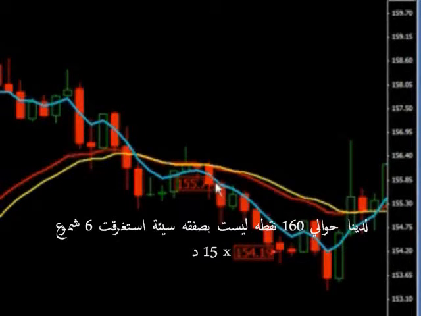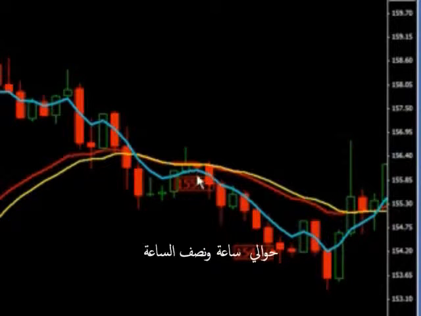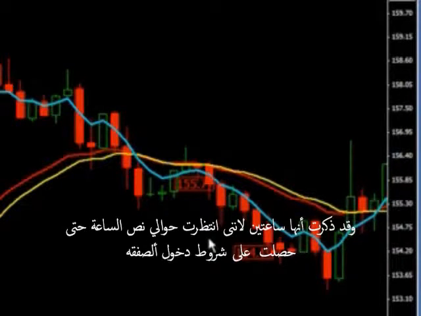Not a bad trade. Notice how each candle represents 15 minutes: 1, 2, 3, 4, 5, 6. Six candles, that was an hour and a half. Now, I mentioned I spent about 2 hours. It's because I waited for about half an hour before I finally got the trade set up.